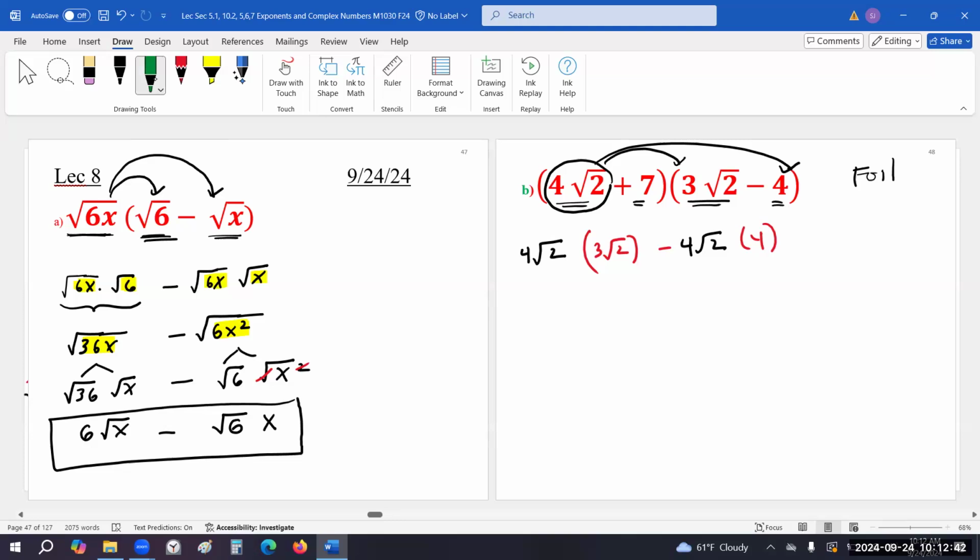And now this is our second term in the first factor. So plus 7, we are going to multiply 3 square root of 2. And we have again negative 4 and 7. 4 is a negative, that's why I put negative here. Okay. And 7 is a positive, so I don't have to worry about the sign.